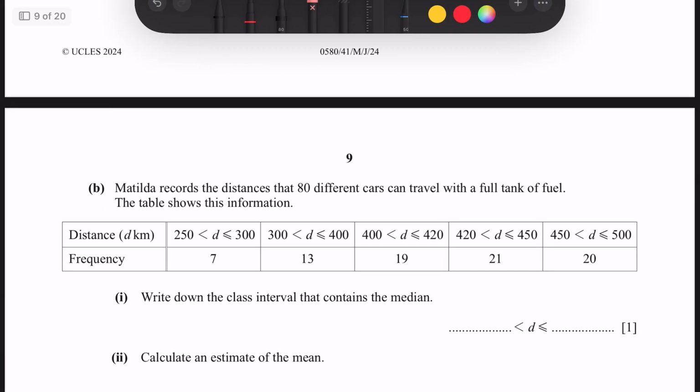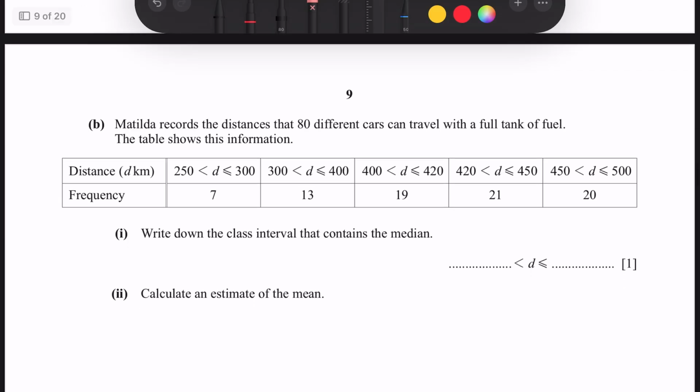now B says that Matilda records a distance that 80 different cars can travel with a full tank of fuel. The table shows this information. I says to write down the class interval that contains the median. So since there are 80 different cars, this is an even number, which means that the median lies not in one value but in two particular values.